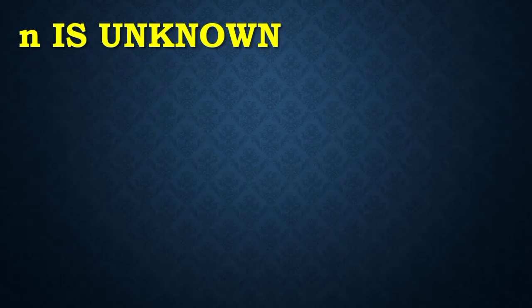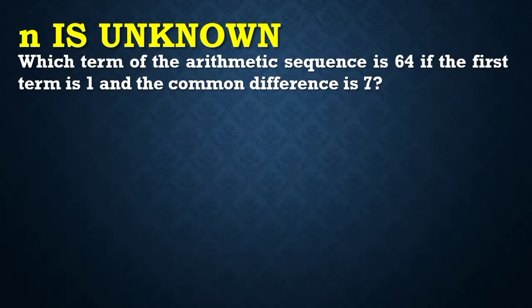Now, if n is unknown, the term position. Okay. So, posible ba yun na makuha? Of course. Posibleng-posible. Which term of the arithmetic sequence is 64 if the first term is 1 and the common difference is 7? So, dito given yung nth term, yung first term, and then yung common difference. Make sure na given yung tatlo. Or else, hindi natin makukuha yung n, the term position. So, let's have the given.